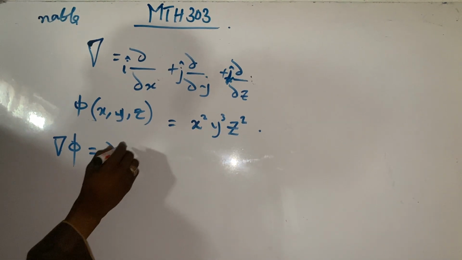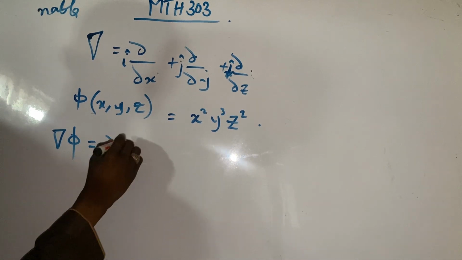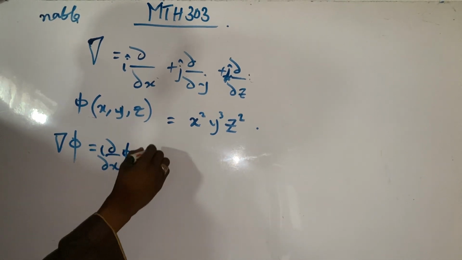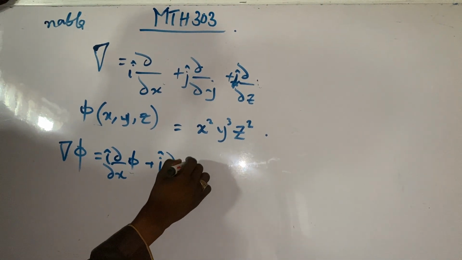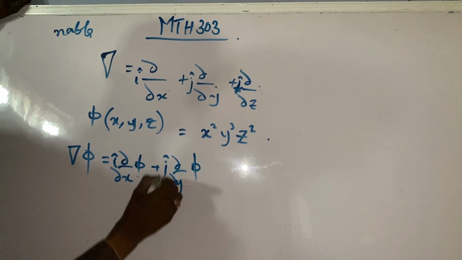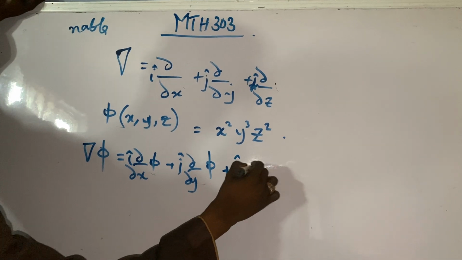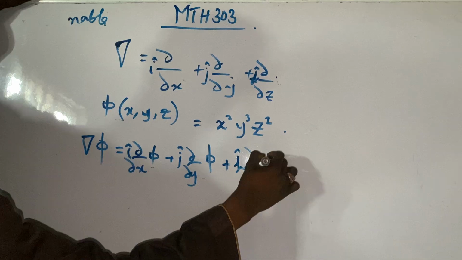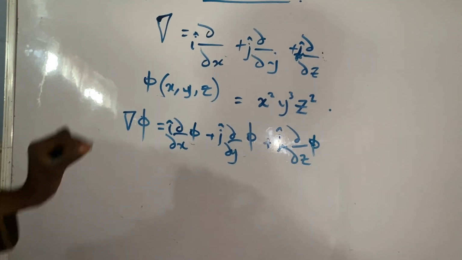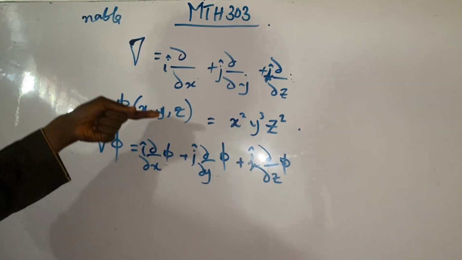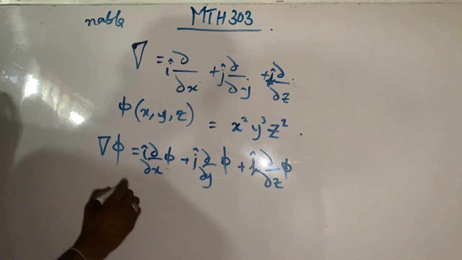So del x, I'll bring the whole function. This is the same as i del x of phi plus j del y of phi plus k del z of phi. That is partial derivatives of phi. This is not going to be a total derivative of phi. We'll be differentiating phi partially.